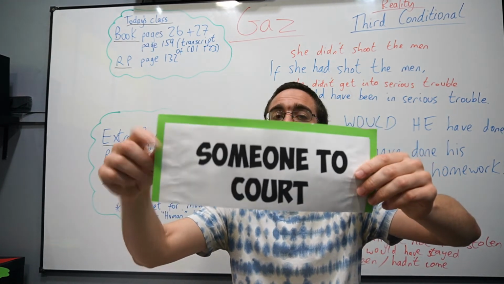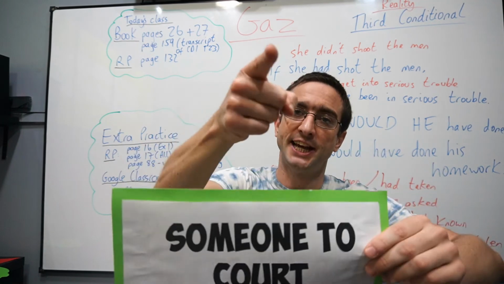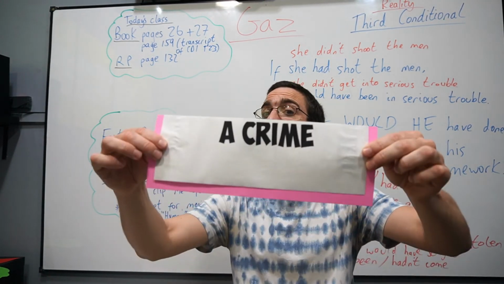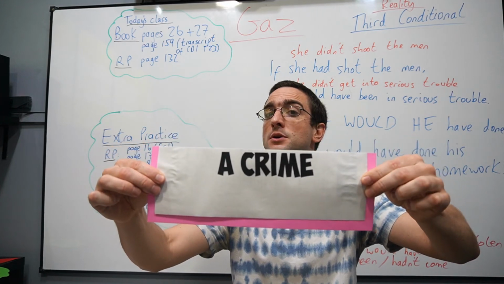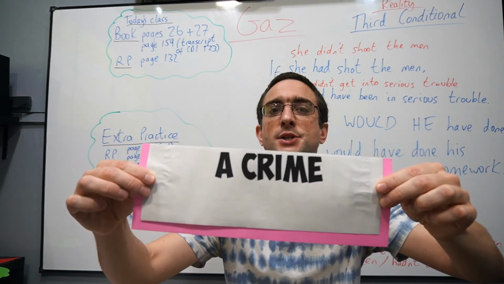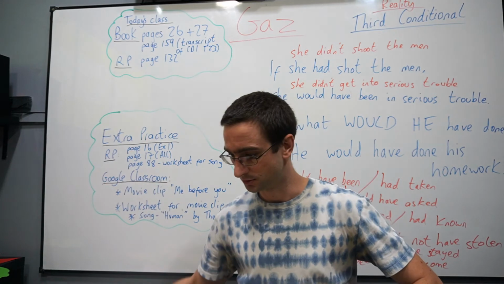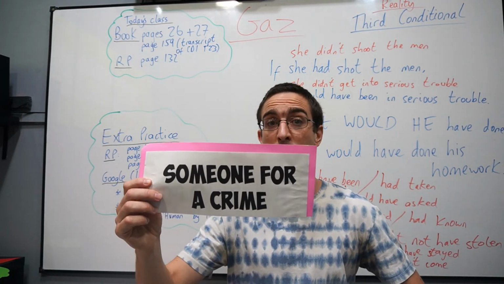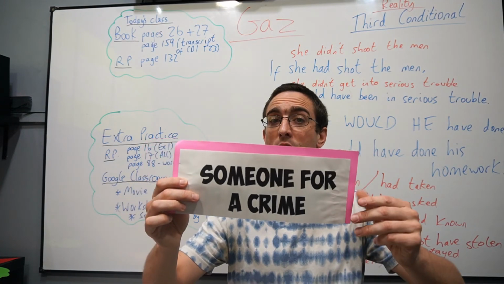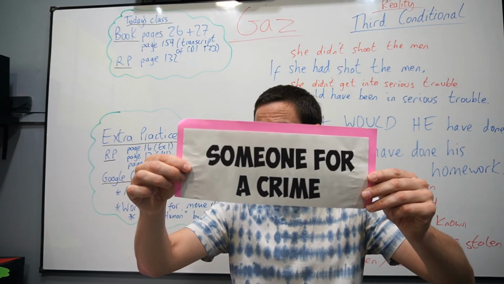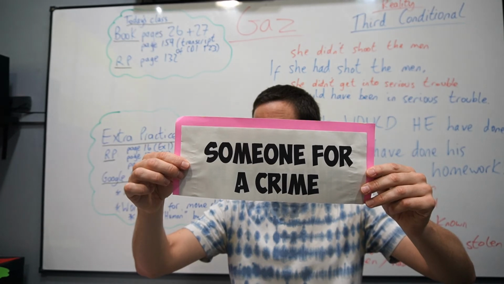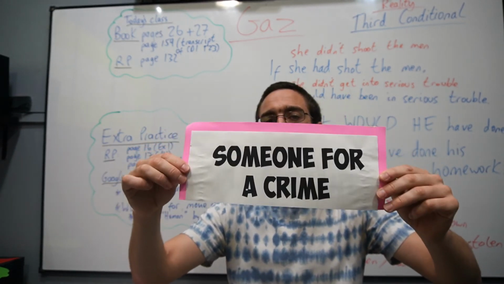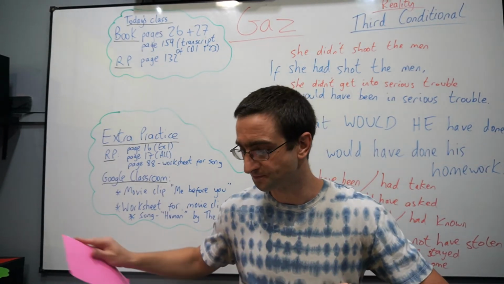Someone to court. What's the verb? Take. Take someone to court. Good. A crime. What's the verb? Commit a crime. Well done, everyone. Someone for a crime. Someone for a crime? What do we say? We say arrest someone for a crime. It's when the police take them away.